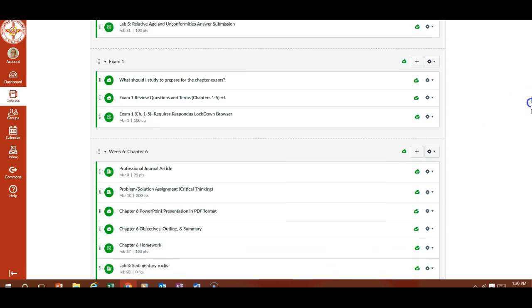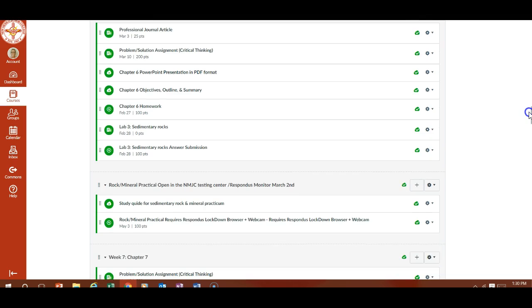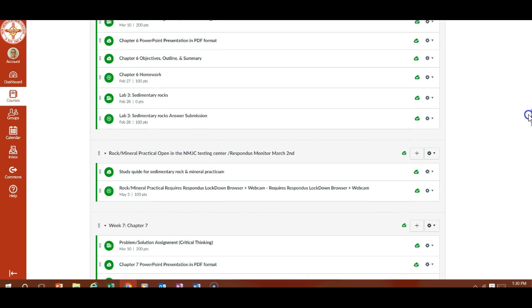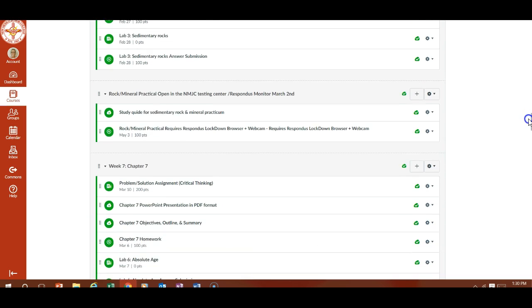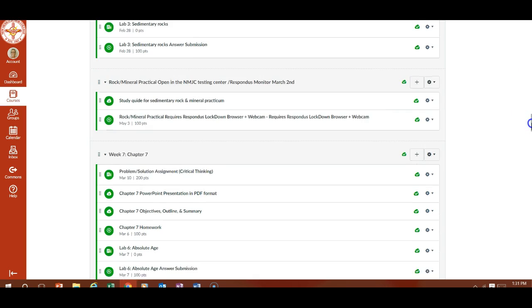You also will have 2 practical exams that go along with your lab. So there'll be 2 tests that go with your lab. The first one will be your rock and mineral practical. Up here you'll see that there's a study guide for this rock and mineral practical. You should prepare yourself. You should familiarize yourself with your sedimentary rocks and your minerals that come in your lab kit, because you'll be tested on those here in the actual exam. Instructions on that are given here. If you'd like further information or if you have questions about it, please contact your instructor.